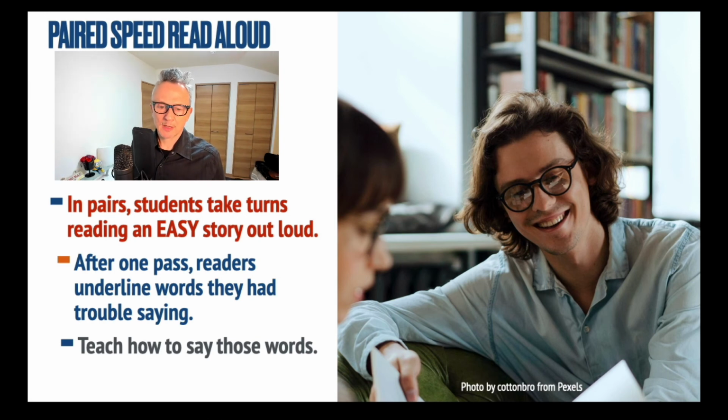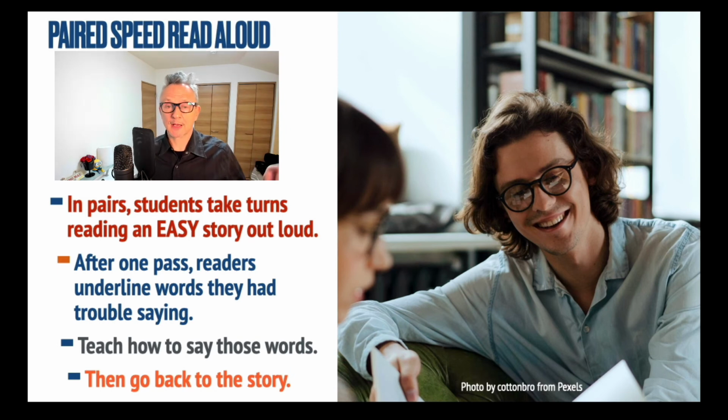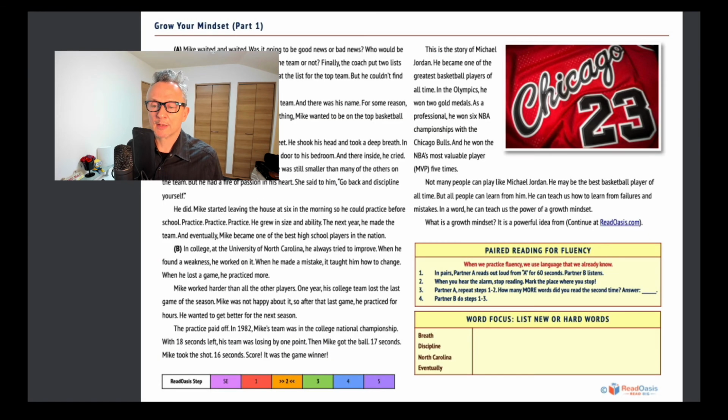So here's how it works. After they do it one time, they go back again for the second time for fluency, and they've already had a little bit of practice with the words that they had trouble with. So here's what it might look like, a story from my website, readoasis.com. You can see it's a story. It's about growing your mindset, but it tells the story of Michael Jordan and how he got cut from his high school basketball team. So there's a little bit of conflict and drama in it.